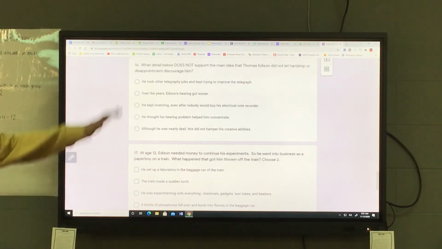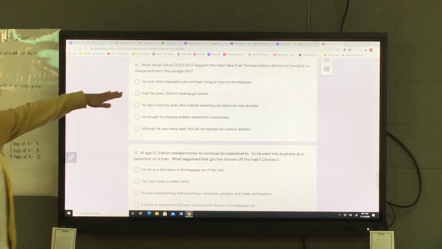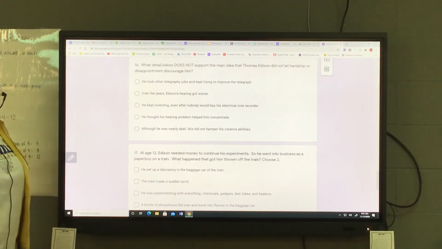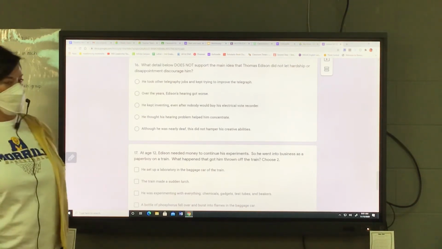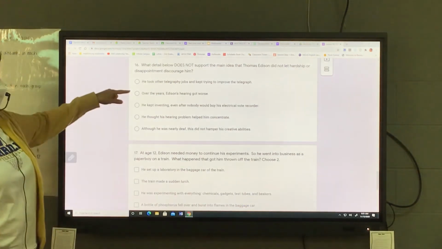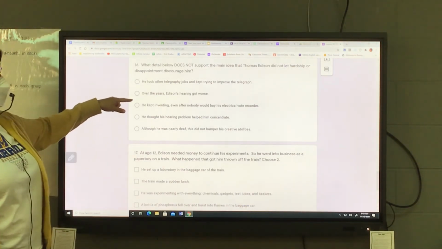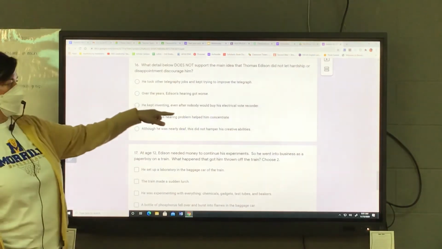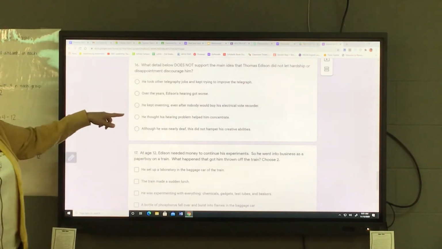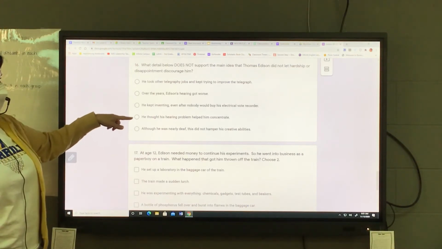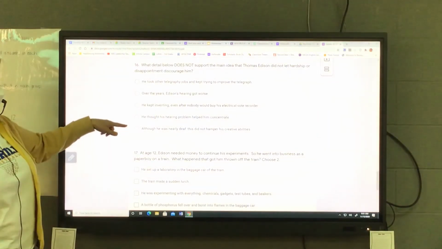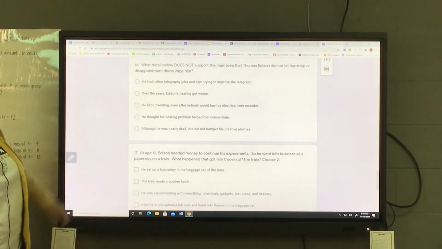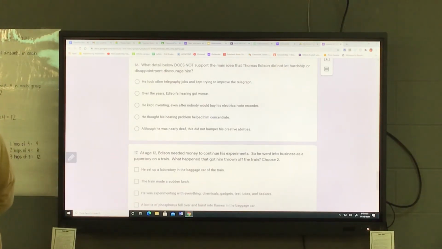Do you need help reading some of these? This top one says, he took other telegraphy jobs and kept trying to improve the telegraph. Over the years, Edison's hearing got worse. He kept inventing even after nobody would buy his electrical vote recorder. He thought his hearing problem helped him concentrate. Although he was nearly deaf, this did not hamper his creative abilities.